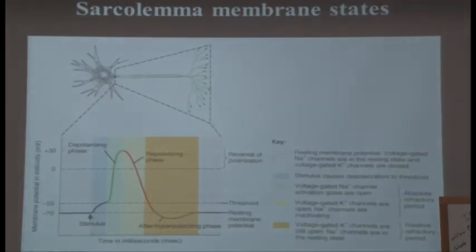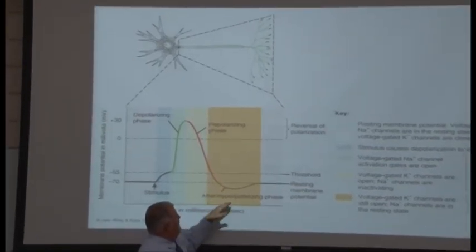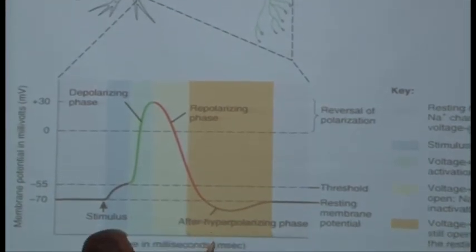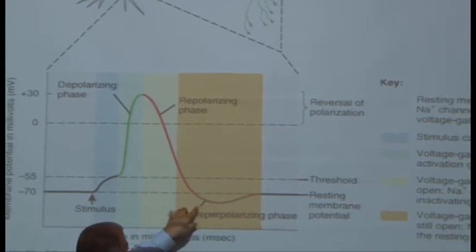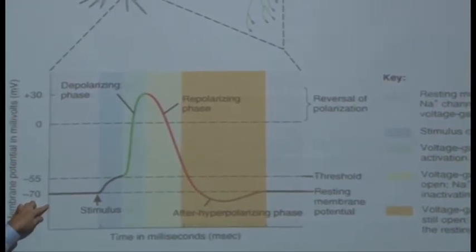So again, what we're going to do is go from plus 30 back to resting. Now, what usually happens on membranes, in skeletal muscle in particular, and neurons in particular, is that we actually go beyond our resting membrane potential for a short period of time. So we end up with this hyperpolarizing phase where we're now actually at minus 80.